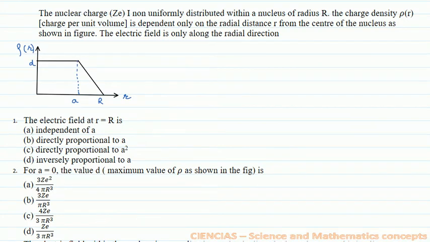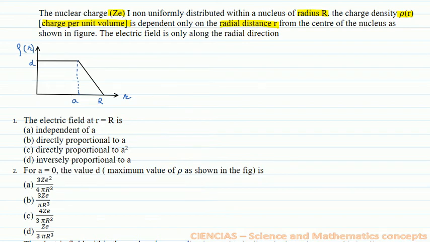Hello students, today we are seeing a question which is based on case study. The question here is the nuclear charge Ze is non-uniformly distributed within a nucleus of radius R. The charge density rho(r), that is charge per unit volume, is dependent only on the radial distance r from the center of the nucleus as shown in the figure. The electric field is only along the radial direction.